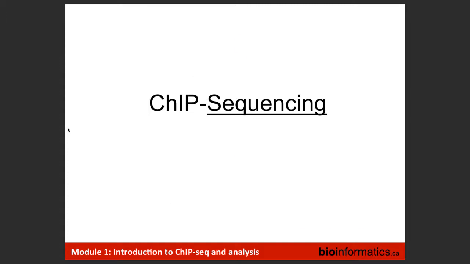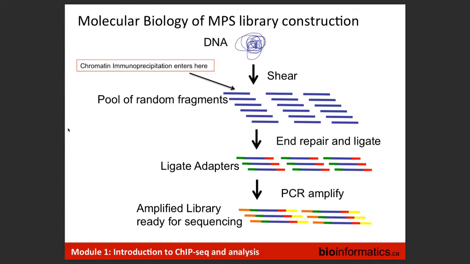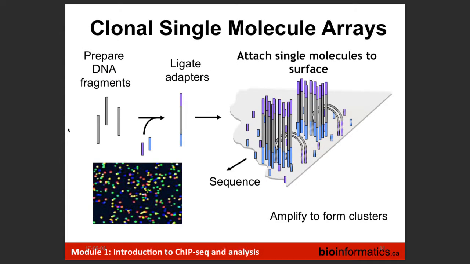Okay. So now I'm going to go through the basics of the sequencing. Hopefully this is review for some of you, but this is how the sequencing is generated from these fragments. We start from our DNA and shear it to random fragments. Of course, NGS data doesn't really care; this could be anything. In this case, we're doing ChIP sequencing. We end repair and add DNA sequences of known sequence, these red and green tags on the end. And then we PCR amplify to generate a library that's ready for sequencing. It now has this yellow and orange tag that allows us to generate clusters on a sequencing platform. So how does the actual sequencing work?